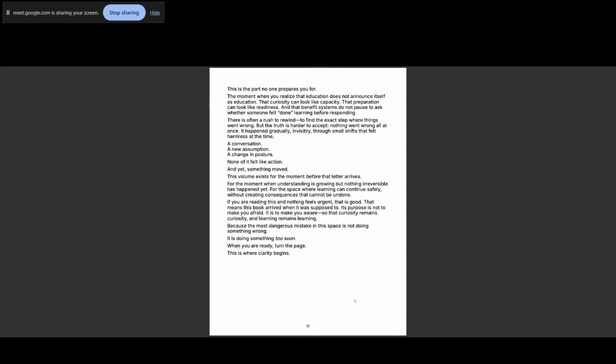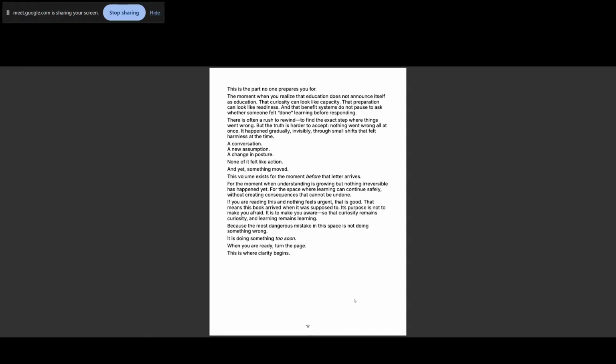This is the part no one prepares you for. The moment when you realize that education does not announce itself as education. That curiosity can look like capacity. That preparation can look like readiness. And that benefit systems do not pause to ask whether someone felt done learning before responding.